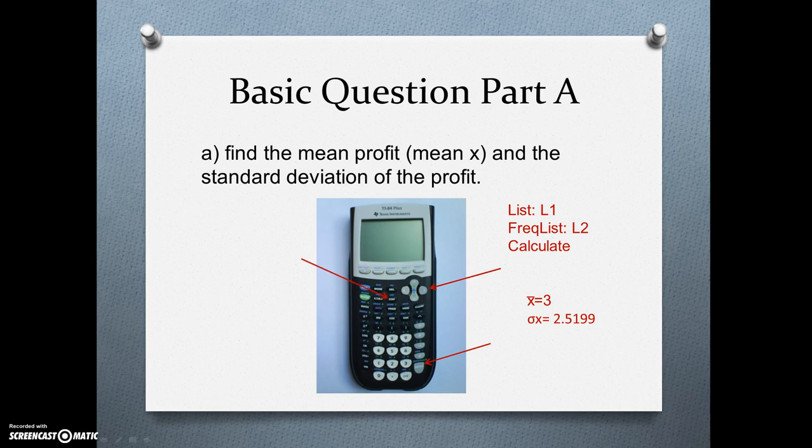Then I clicked Stat, then I hit the over arrow to Calc, and then I clicked Enter to get one variable stats. The one variable stat looks like this. I inserted L1 for the list and L2 for the frequency list, and I clicked Enter to calculate. I came up with this. So the mean equals 3, and the standard deviation is 2.5199.